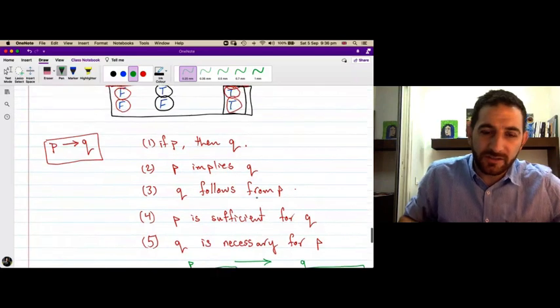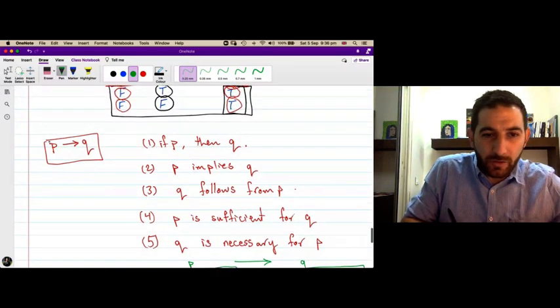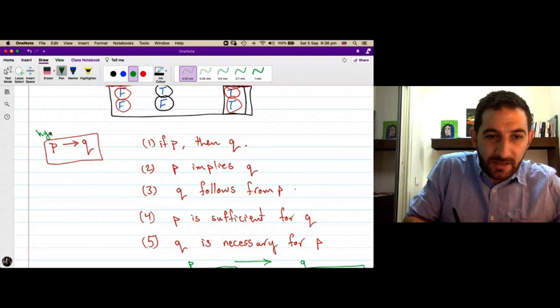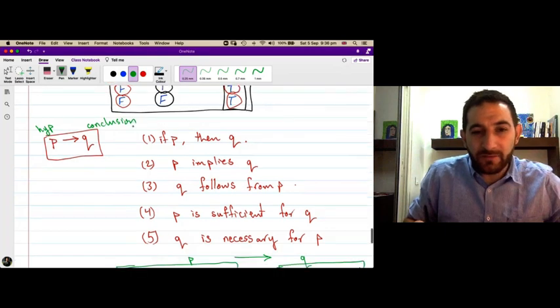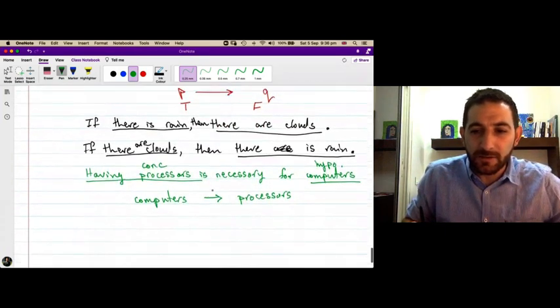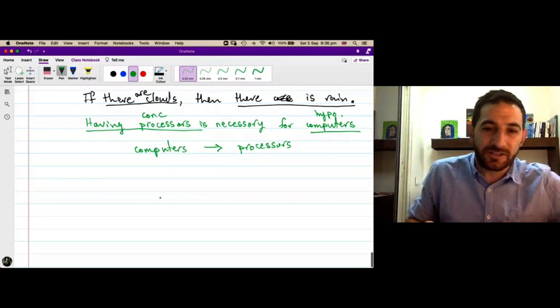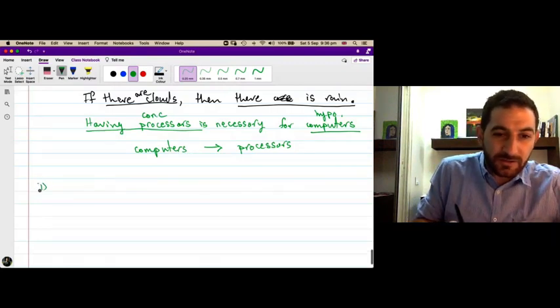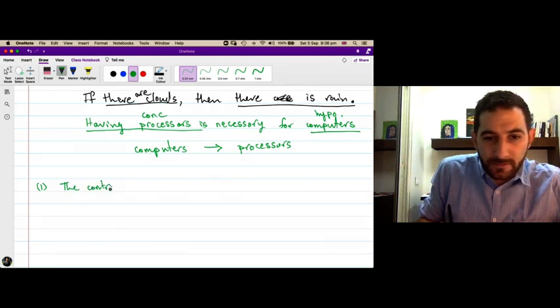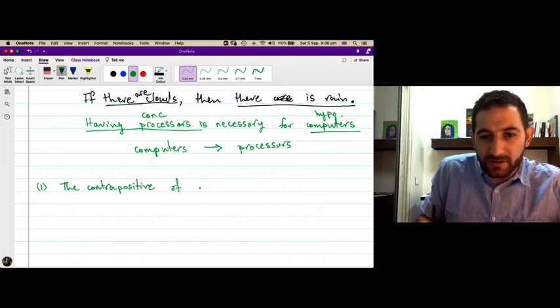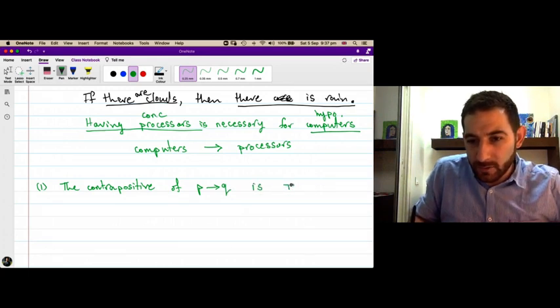Again, we write a conditional statement as P arrow Q. We call P the hypothesis or the premise, and we call Q the conclusion. Now if we are given a conditional statement, then we can form other related conditional statements. The first one is called the contrapositive. The contrapositive of a conditional statement P implies Q is not Q implies not P.